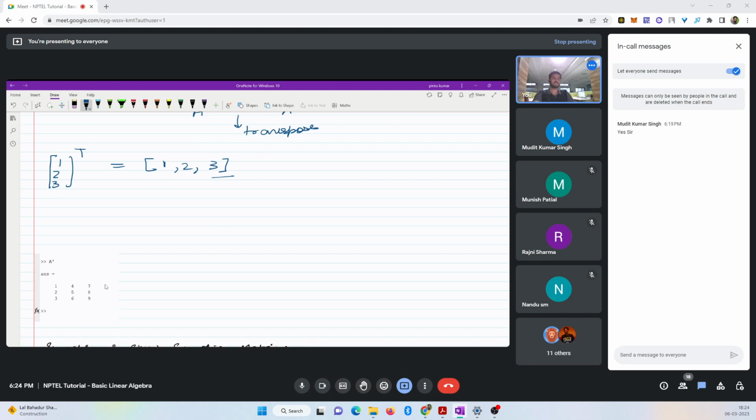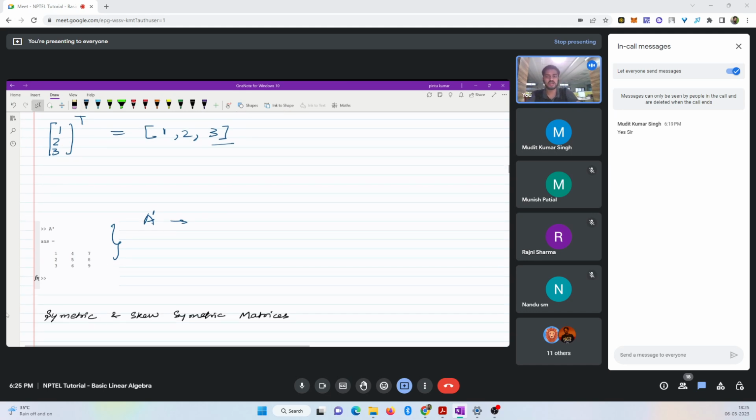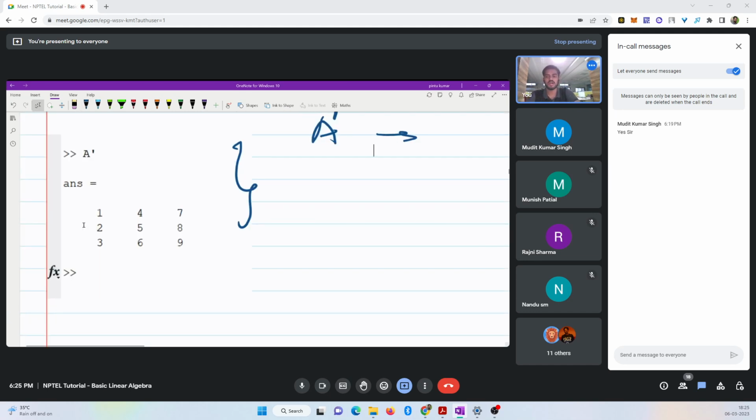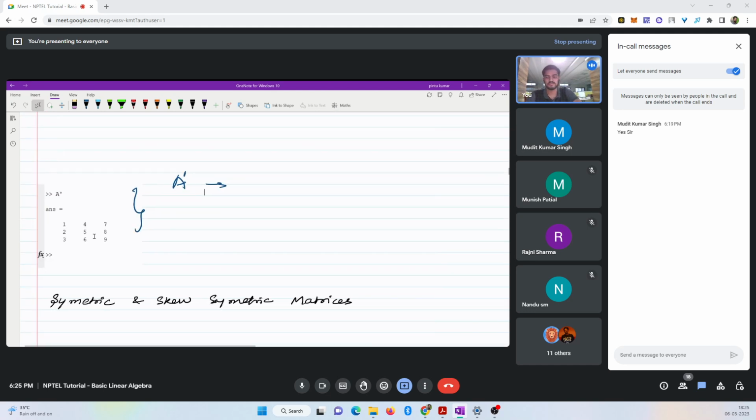Now for the MATLAB part, if you have a matrix the same as above, you can just write A dash and it would become A transpose for you. In MATLAB, it's that easy. I think I can zoom in on this. Yeah, I have just made a dash and it gave me the transpose of the earlier matrix.